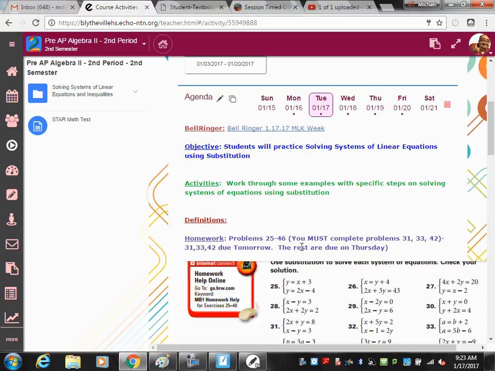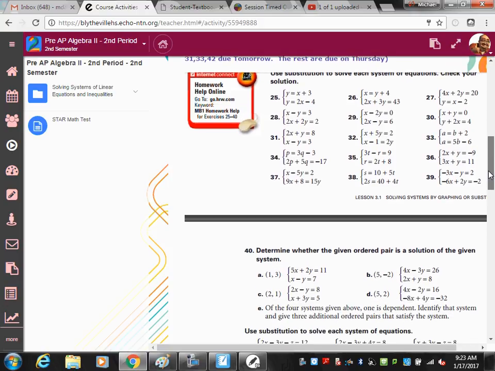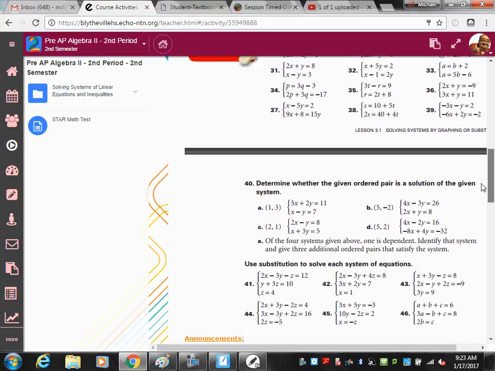So y'all, if you can't find the problems, they're on today's agenda. Okay? You need to get on there and actually work through them. If you don't have your computer working, then you need to write down 31, 33, and 42 there.